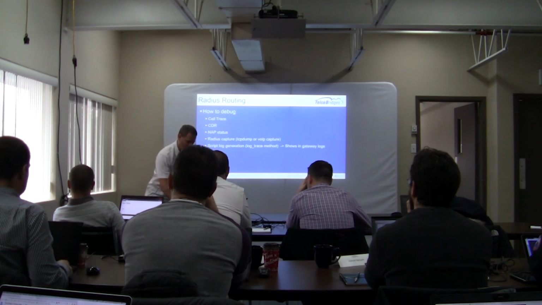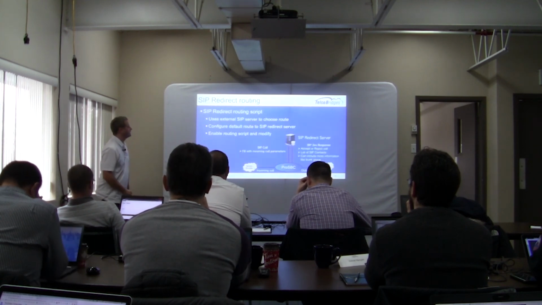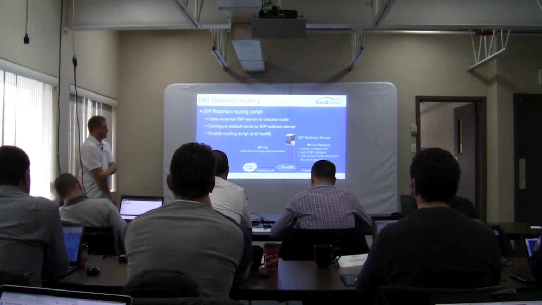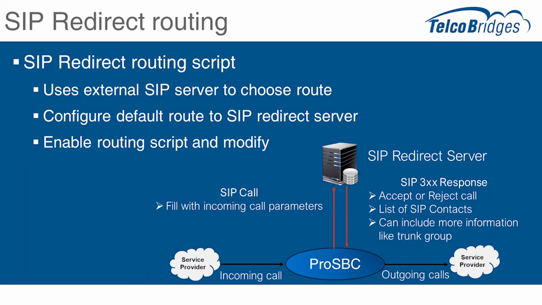I just have one more thing to show in this presentation: SIP redirect routing. It's similar to what we see in RADIUS, except instead of sending a RADIUS call, it's really a SIP call. So we use an external SIP server either to choose a route or to get other information. There are different ways to do this, but it could be just a default route to a redirect server, or we get forced to send to the redirect server.